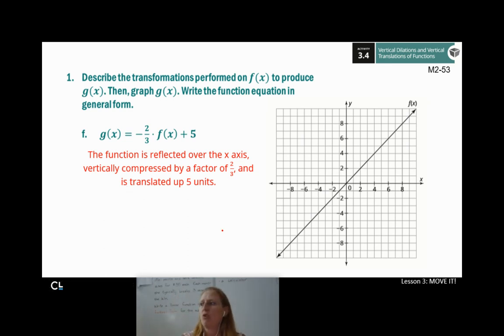Let's write our general form function. So g of x equals negative 2/3 instead of f of x. I can replace that with x and plus 5. So if I graph this, I have a y-intercept at 5. And it looks like I need to go down 2 and over 3. And then connect the dots. And label it.